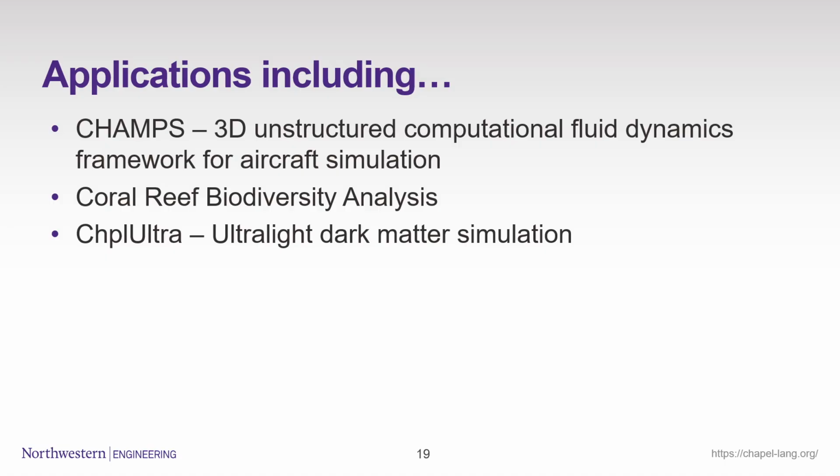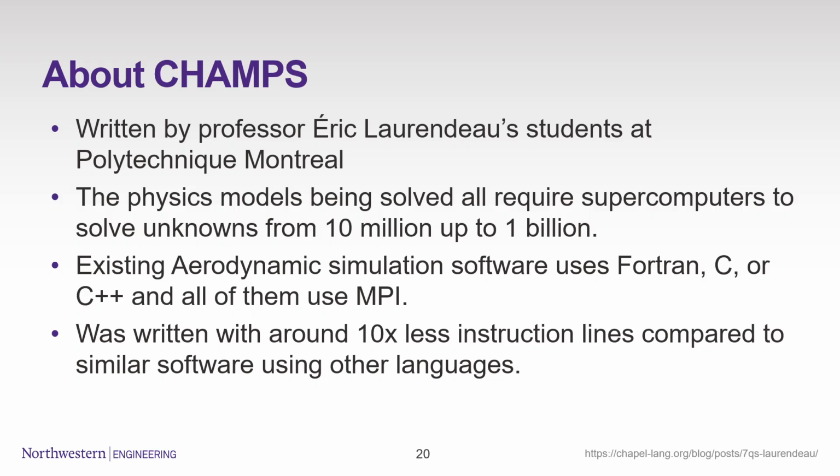To elaborate on CHAMPS, it was written by Professor Eric Laurendeau's students at Polytechnique Montreal. The physics models being solved all require supercomputers to solve unknowns from 10 million up to 1 billion. Existing aerodynamic simulation software use Fortran, C, or C++, and all of them use MPI. Being written in Chapel, it was written with up to 10 times fewer lines of code compared to similar software using other languages.